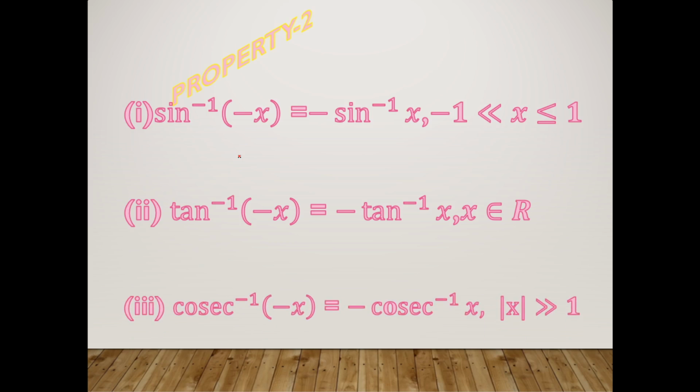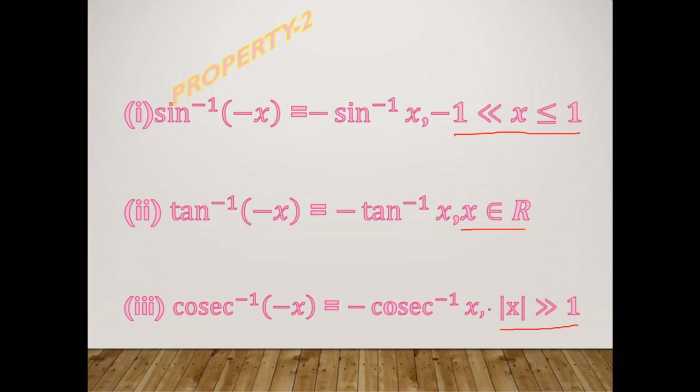Then the third one is cosec inverse minus x is equal to minus cosec inverse x, and mod x greater or equal to 1, right? So here, x between minus 1 and 1 is the domain of sine inverse x, this is the domain of tan inverse x, and this is the domain of cosec inverse x, mod x greater or equal to 1, and we can write it as x less or equal to minus 1 or greater or equal to 1. Okay, so these are the three parts of property second.